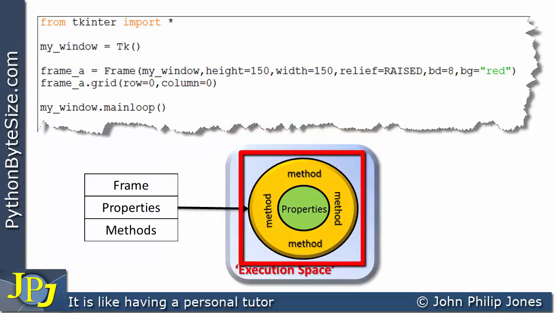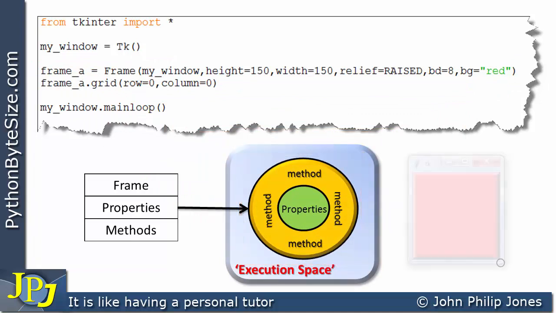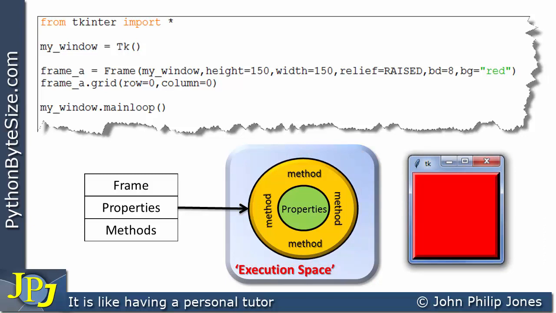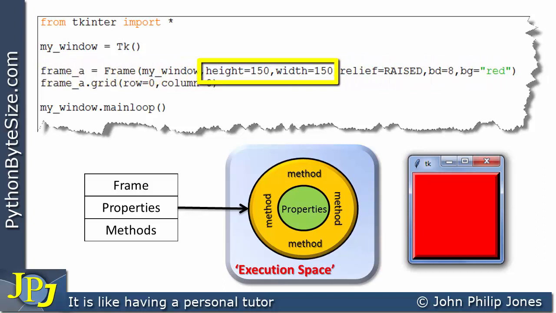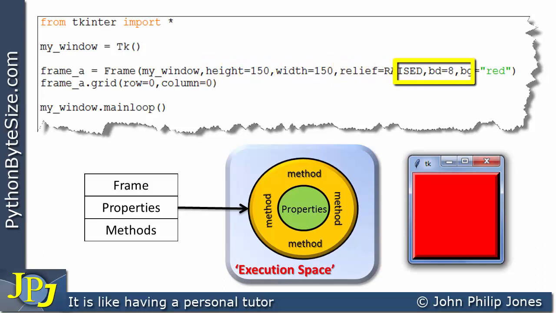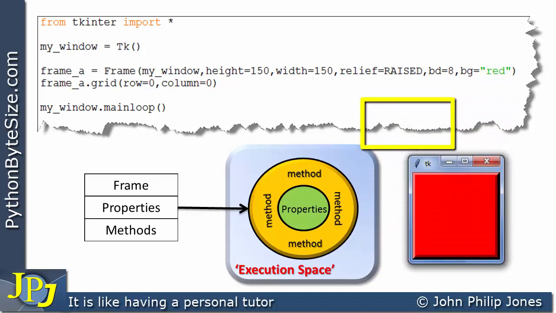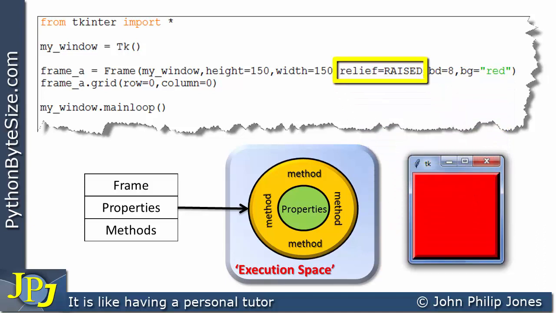Now, of course, when we look at the runtime, what we're going to see is this, and we can see that the frame has been added to this window where the window was created on this line and passed to the frame here, passed to the instance that we're creating at this point. And of course here we can see we've set the height to 150, the width to 150, and if we have a look, the background color is red, and we can see the background color of the frame is red. Here we can see that the relief is raised and the border width is 8.